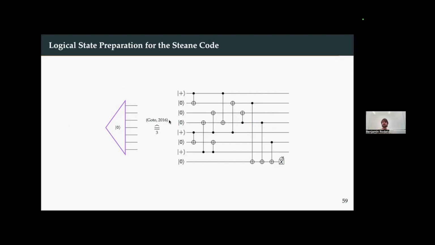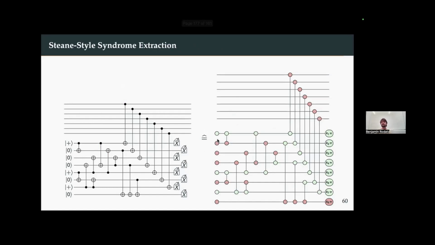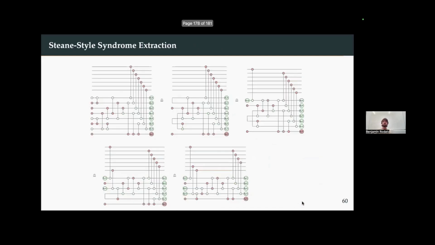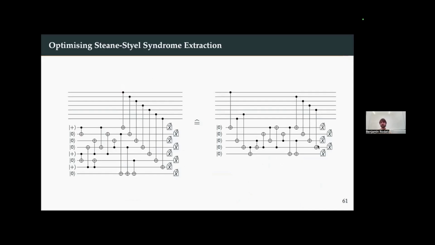So this solution has been thought up by someone else very efficiently, and we can now plug that into our Steen-style syndrome extraction, and do the optimization procedure outlined earlier to get a new circuit that fault-tolerantly implements Steen-style syndrome extraction, but once again uses fewer qubits, fewer measurements, and fewer CNOTs.